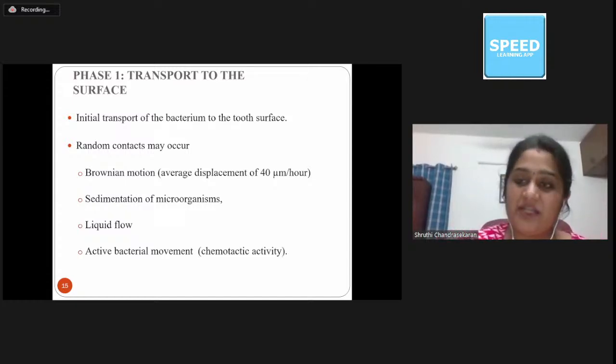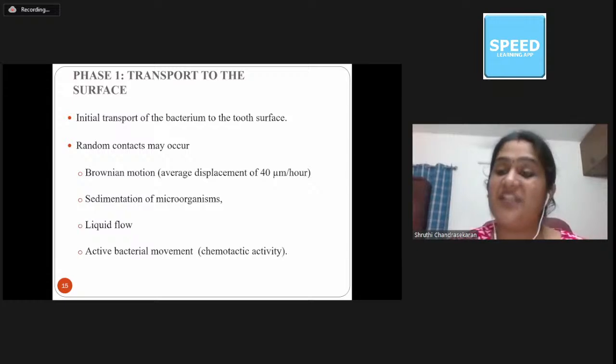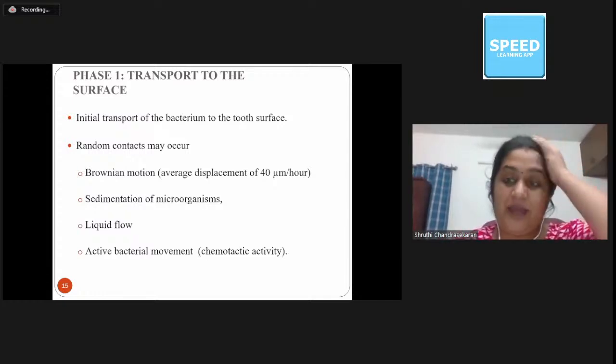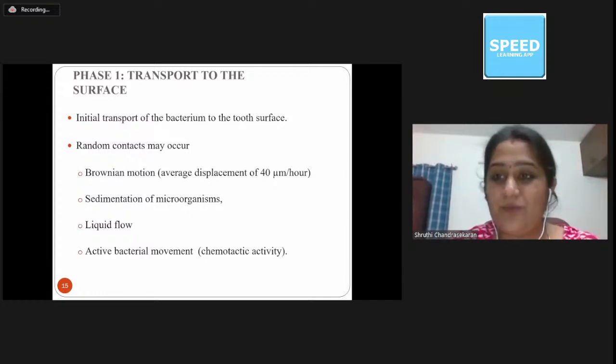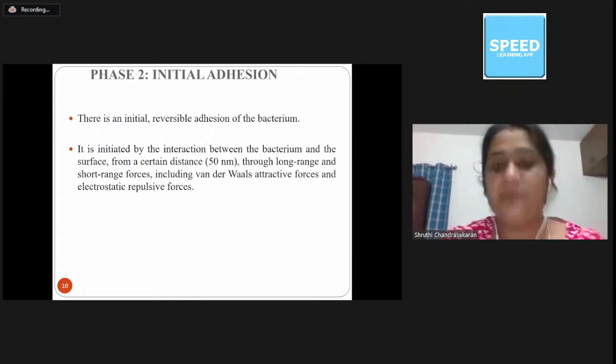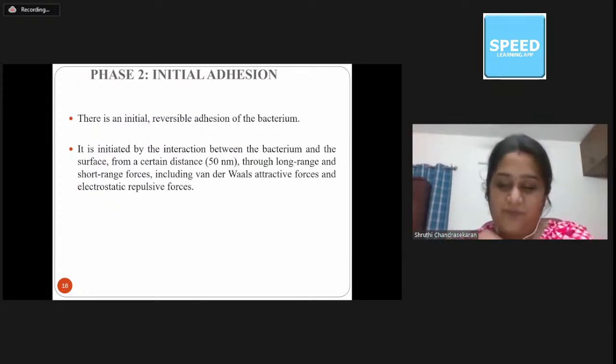Next is sedimentation of the microorganisms, either from the saliva or from the GCF subgingivally. Third is the liquid flow. If the salivary flow is said to be diminished, then the surface bacteria will not be able to wipe away from the tooth surface. Hence, it will adhere to the surface of the tooth. And the final is mainly by active bacterial movement or chemotactic activity of certain bacteria. So this is the mechanism of transport.